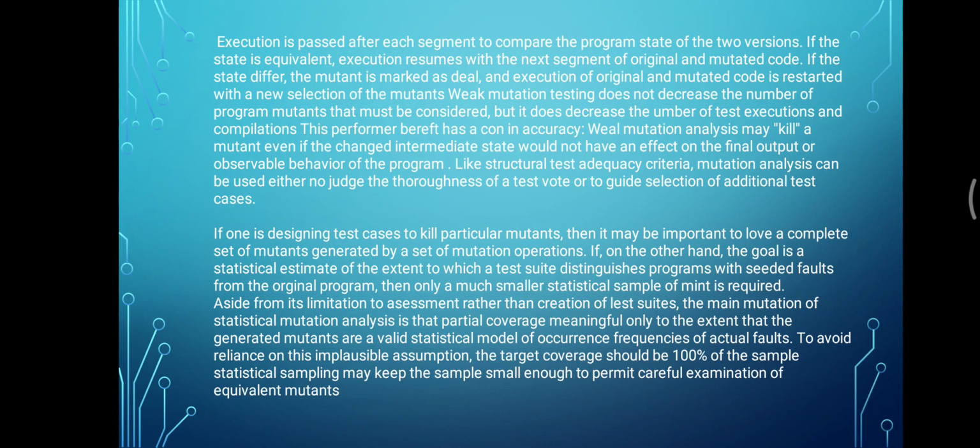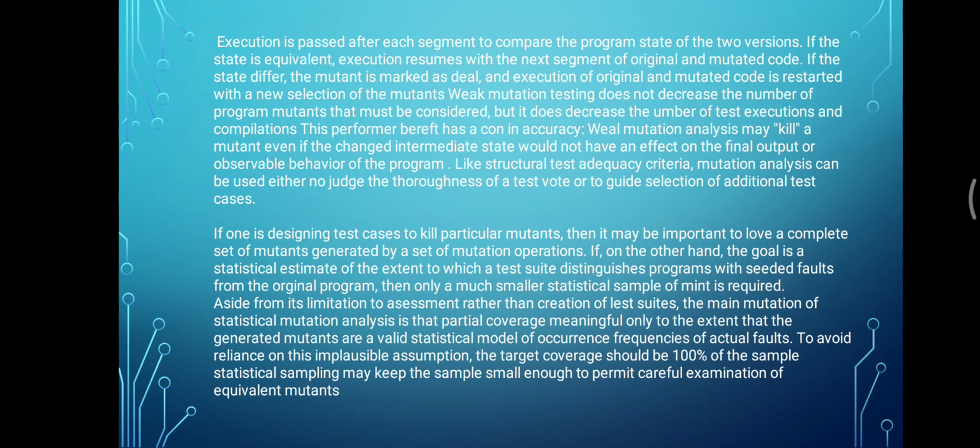Mutant testing does not decrease the number of program mutants that must be considered. Here it says that each segment is passed to the program with the two versions. If the state is equivalent, the execution resumes with the next segment. If the states are equivalent to each other, then the execution of the mutants will move to the next segment of the original mutated code. If states differ, then the mutant is marked as killed, and execution of the original and mutated code is restarted with a new section of the mutant.